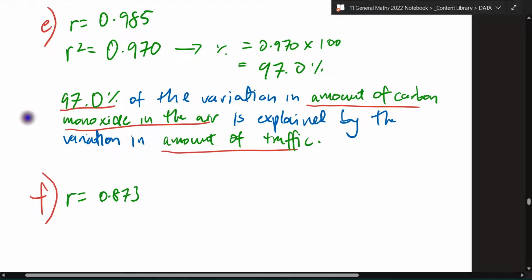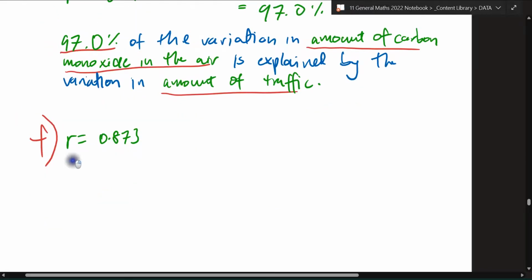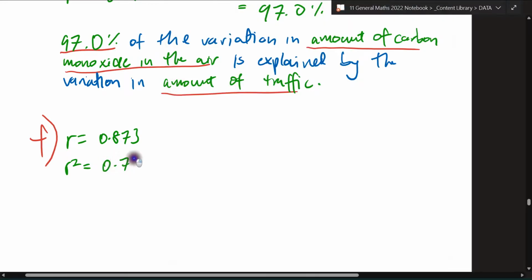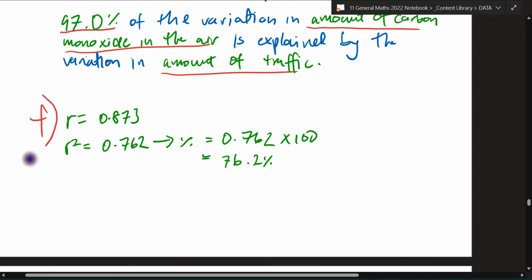0.873. Cool. What's my R squared value? It's going to be that squared: 0.873 squared, and you get 0.762. Now you've got to turn it into a percentage. So 0.762 times 100 means it's 76.2%. Now we interpret it.